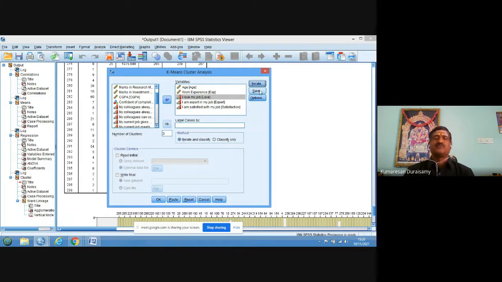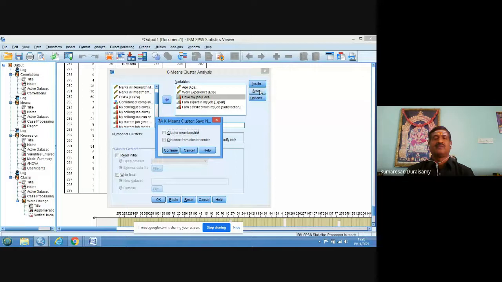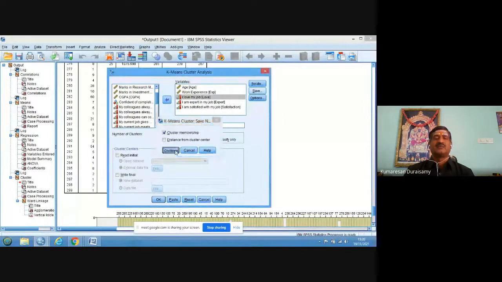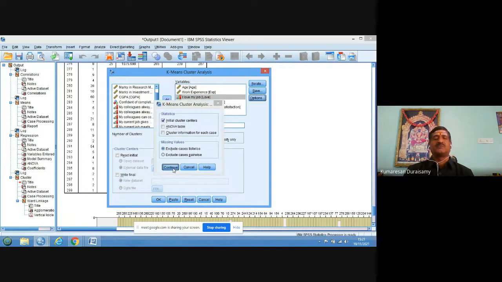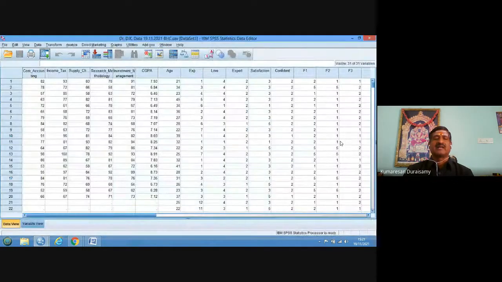Now you can save. 2 options are given. Cluster membership. Continue. Then regarding the options, either you can select ANOVA table or not. That doesn't matter. If you select ANOVA table, we can get the ANOVA results also. Or otherwise, we have to perform ANOVAs separately. Let me explain how. Okay, continue.